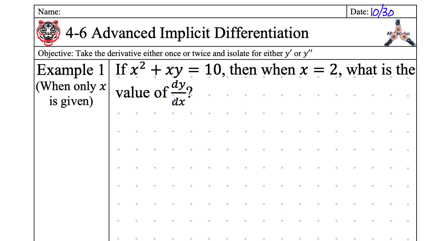All right, take the derivative. Help me. 2x plus xy prime plus y equals 0. I'm going to pause here because what we're really doing is we're saying d of x squared plus d of xy. Oh, what happened to the d of 10? The derivative of 10 is just 0.